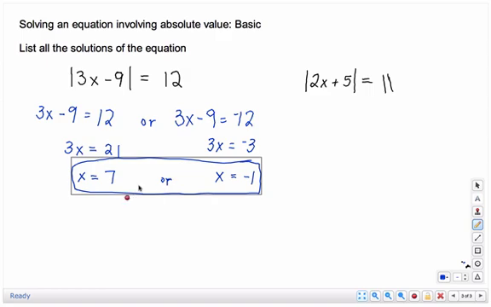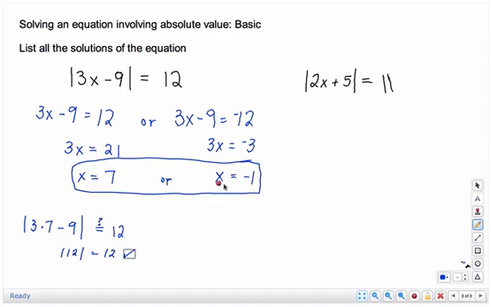Now, if you want to check this out, if I replace the x here with 7, this is your check to make sure you did everything right. The absolute value of 3 times 7 minus 9 should equal 12 if that is our correct solution. So 3 times 7 is 21. 21 minus 9 is 12. And we know the absolute value of 12 is 12.